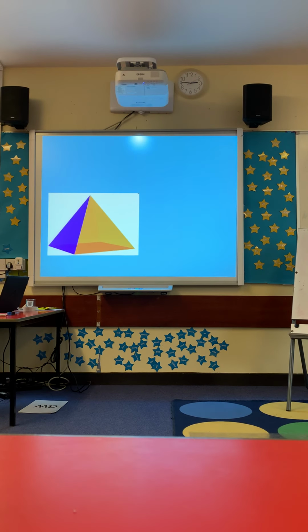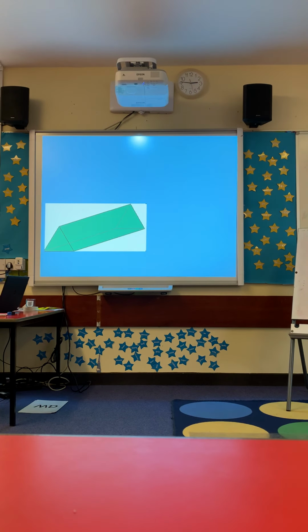Do you know what this one is? This is quite a tricky one. Look at the base. It's a square-based pyramid. Okay, and here are some pyramids in Egypt. Okay, so those are objects that are square-based pyramids. Do you know what this one is called? This one is called a triangular prism, like a Toblerone bar.